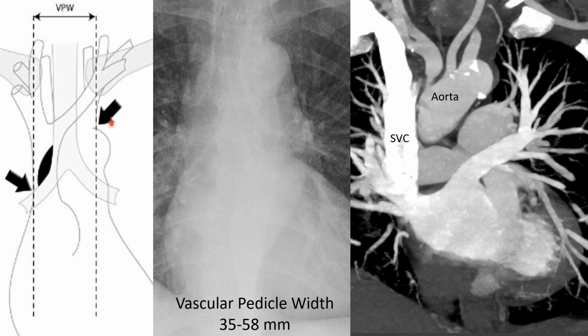Now, where's the left boundary? The left boundary is defined as the origin of the left subclavian artery. So here's your aorta, and it's the origin of the left subclavian artery, and that's this vessel right here. So where is that stuff on chest x-ray and on CT?